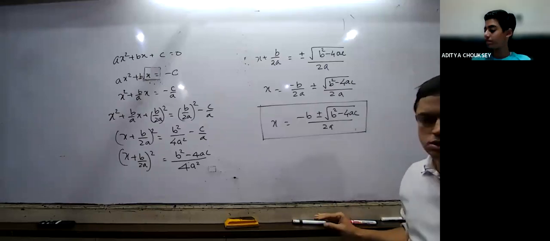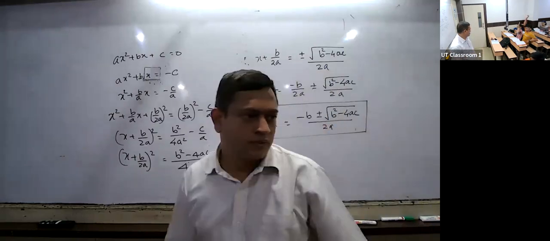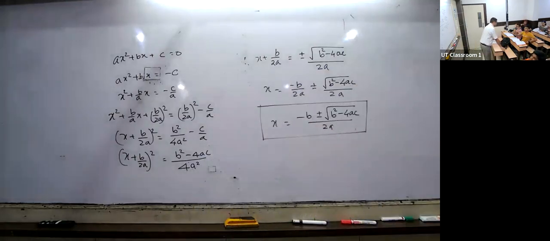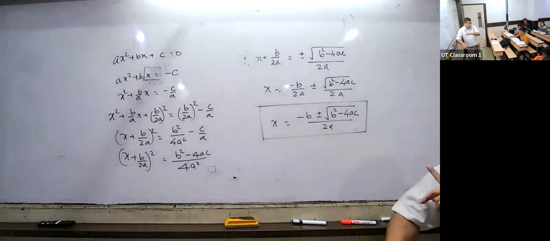Yes, you are visible. So x is equal to minus b plus or minus root of b square minus 4ac upon 2a. This derivation you need not write. Who has learned this formula? Okay, tell the formula: minus b plus or minus under root b square minus 4ac upon 2a. So this is called the quadratic formula.